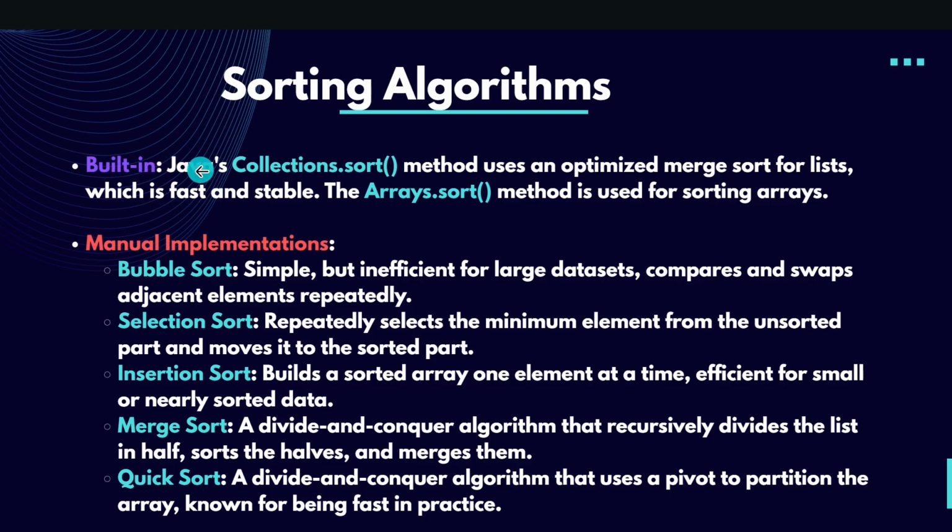There is an inbuilt method in Java known as Collections.sort. With the help of this single line, you are able to sort all of this, and you can also have Arrays.sort. This is not what we are going to discuss in this video because it's an easy thing, but we are going to cover the DSA part, that is the manual implementation. So we are going to understand what is bubble sort, selection sort, insertion sort, merge sort, and quick sort in this video.